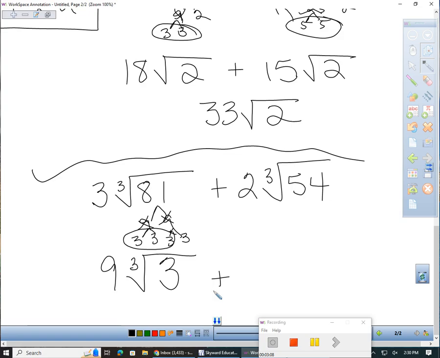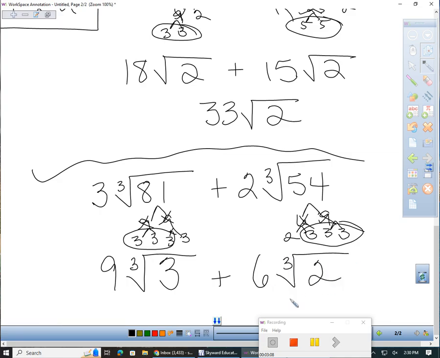Plus 54 breaks down into 6 times 9. 6 is 2 and 3. 9 is 3 and 3. So I again have a group of 3s that get to come out and join the 2. 6. This time inside my cube root I have a 2. Are those like terms? Nope. So you have to stop there. You can't do anything else. Don't say anything, you just stop. It's already simplified. You can say can't simplify if you want to, but you don't have to. It just stops.